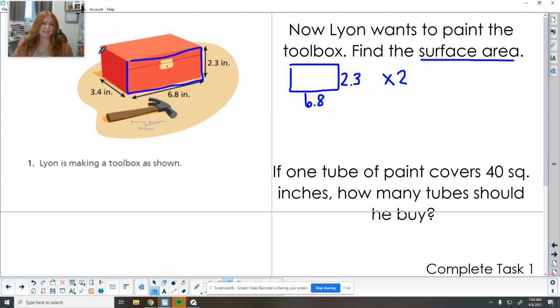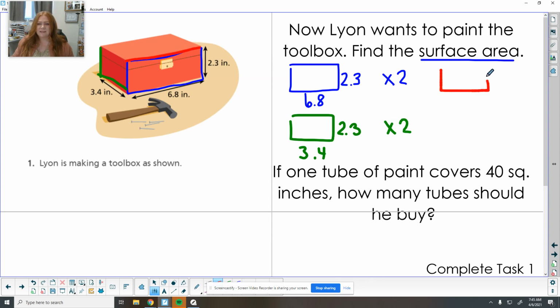Now let's look at our sides here. The height is still 2.3, and our width is 3.4, and we have two of those. Now we need to find the top piece here. Its length is 6.8, and then it goes back 3.4. And we have two of those. So our formula is we have two of everything.